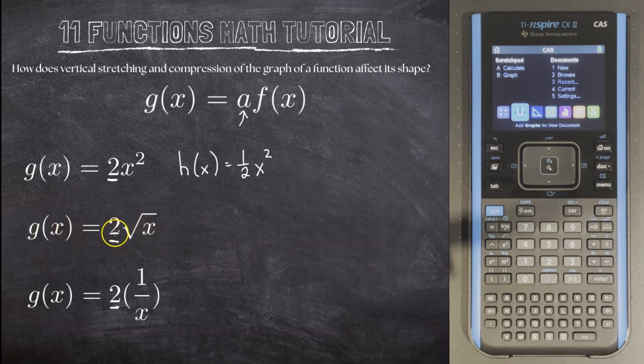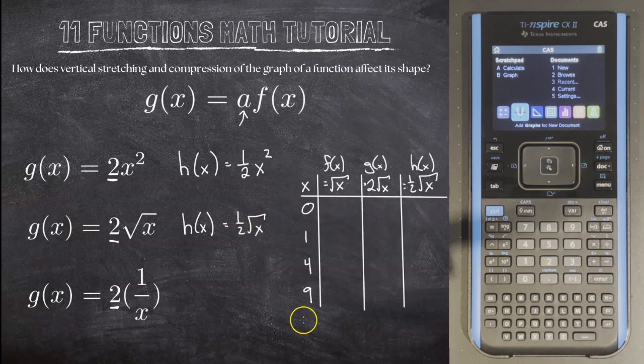So we're going to do g of x is 2 times the square root of x, and let's also look at h of x as being 1/2 times the root of x. So let's create our little chart here. In our chart, I'm using x values 1, 4, and 9. They're simple because I know I can easily take the square root of them. For our parent function f of x, this is just going to be 0, 1, 2, and 3.